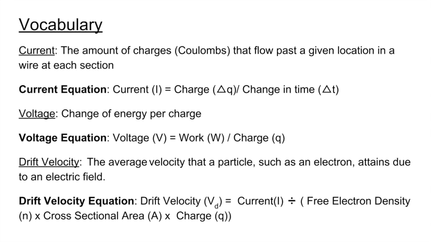So the drift velocity equation is current divided by the free electron density times the cross-sectional area times the charge. Now, all this was found on the remediation website, as were all of the problems after this. So, if you want to go through more, just go to the remediation website.